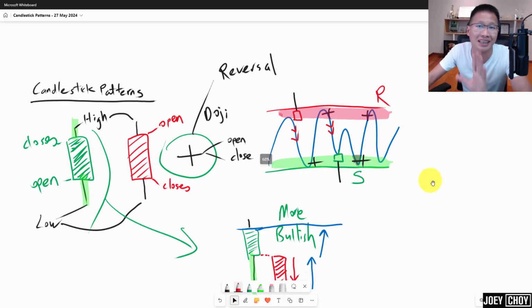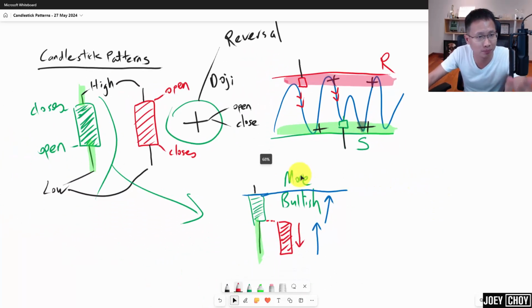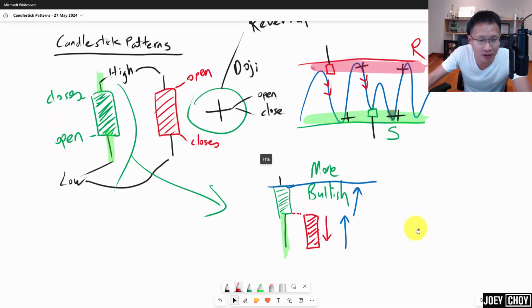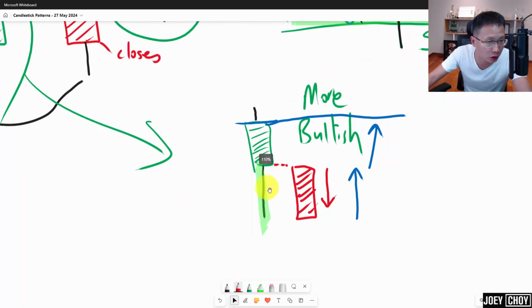All right, so let's take a look at some case studies to see if you can spot some of these bullish candlestick patterns, like the Doji, or maybe even this shooting star, or maybe even this bullish candle whereby there's a long lower shadow.